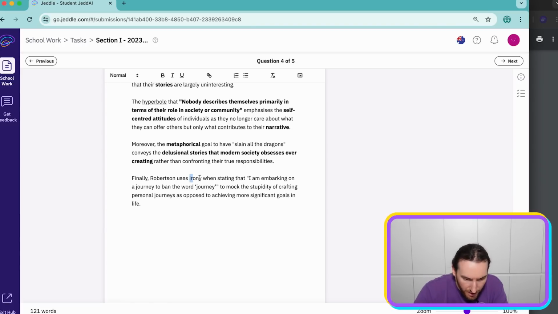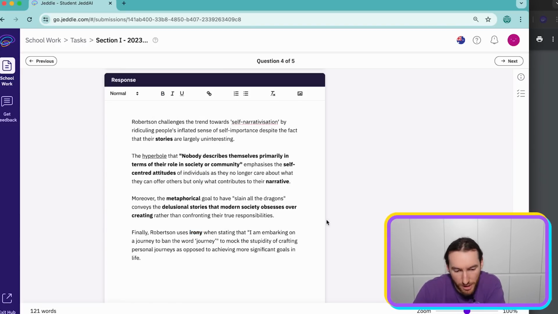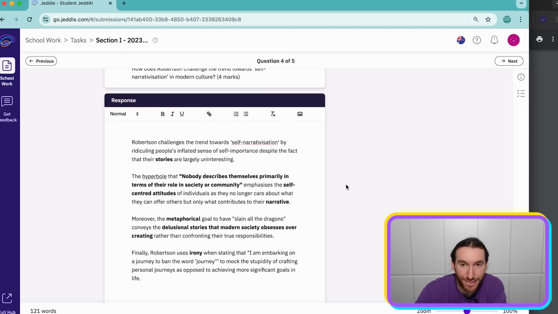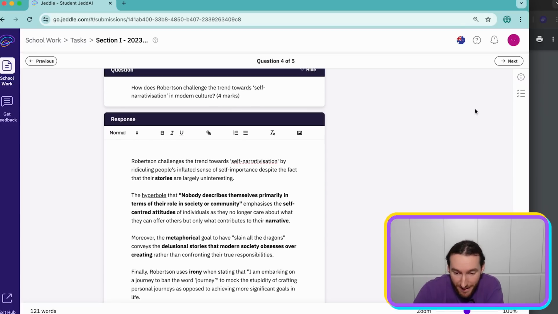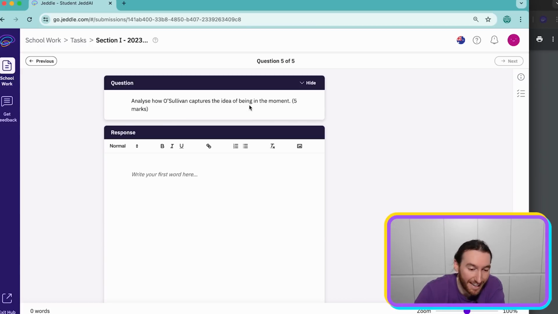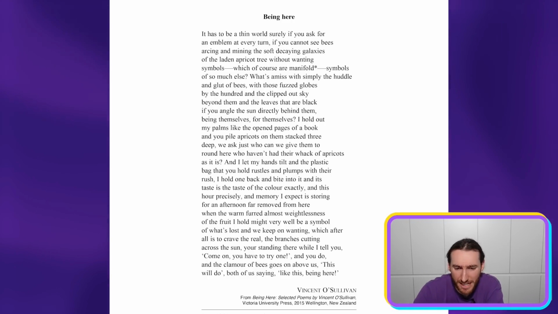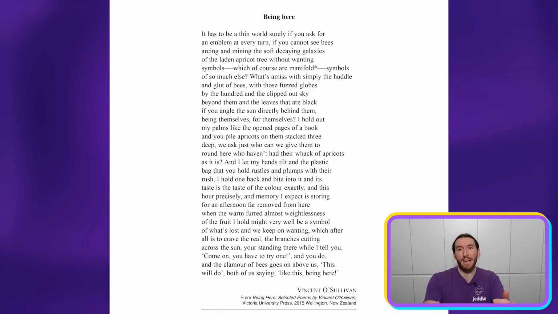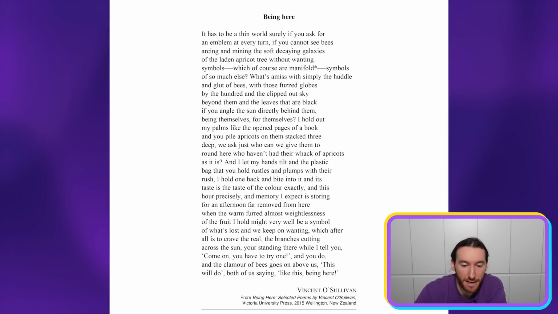Okay, cool. So notice how simple the structures are here. There's another 4 marker complete. We are onto the 5 marker. So thanks for bearing with me on this. Analyze how O'Sullivan captures the idea of being in the moment. We're gonna do this as a super quick 1 paragraph answer. So pause right now, read the 5 marker here.